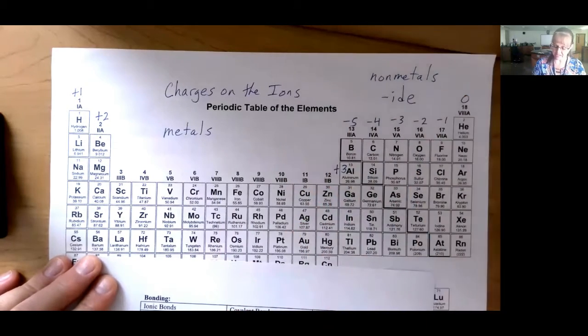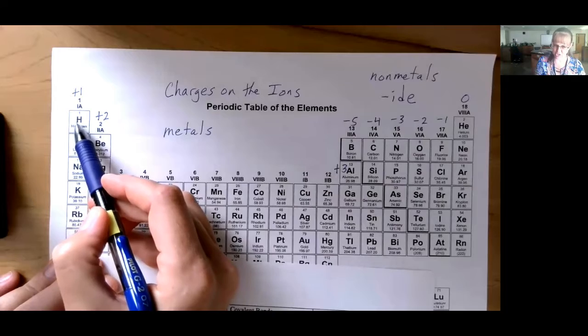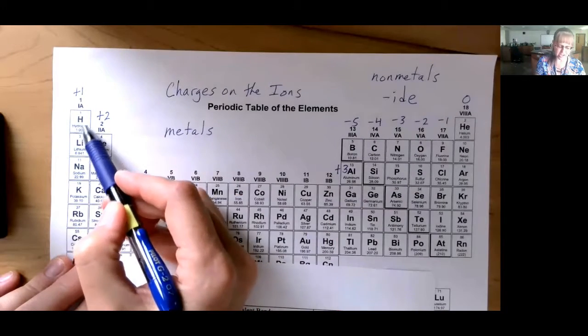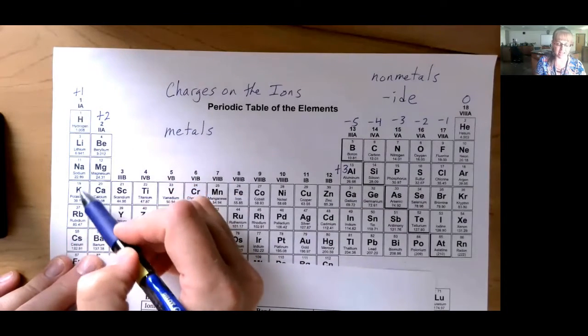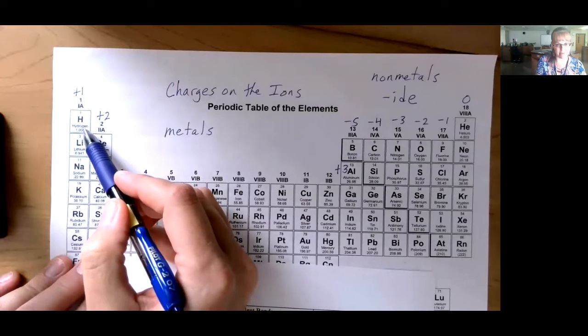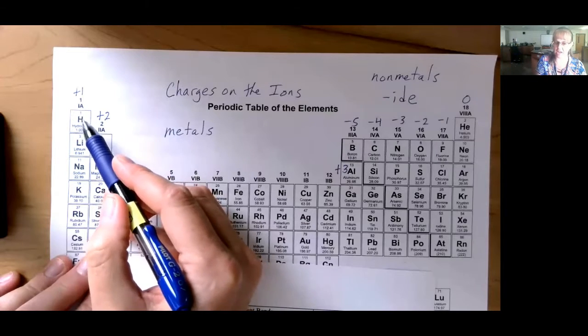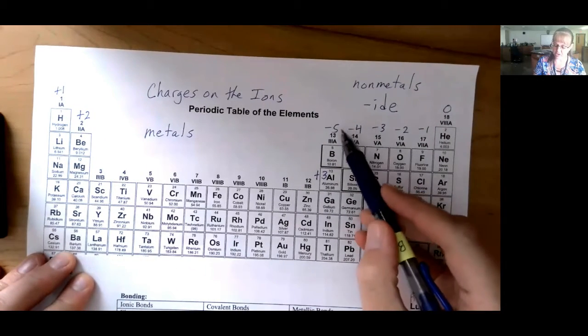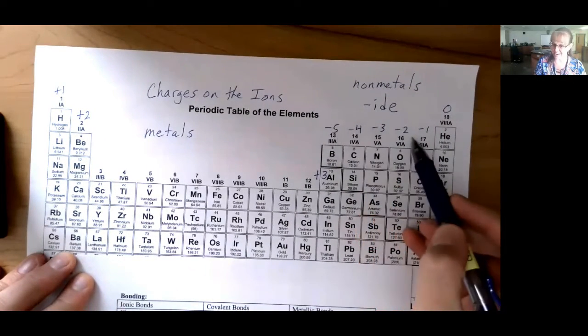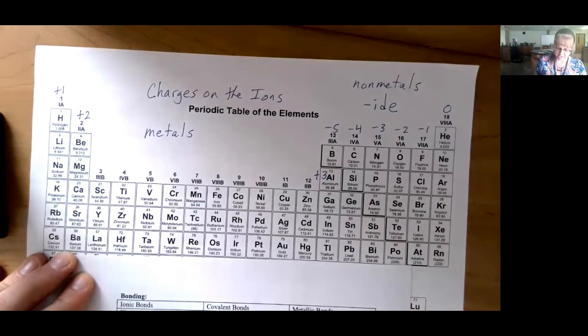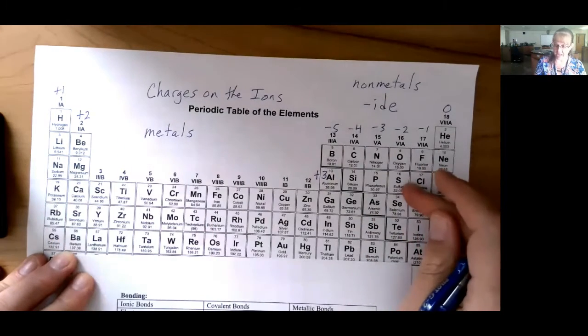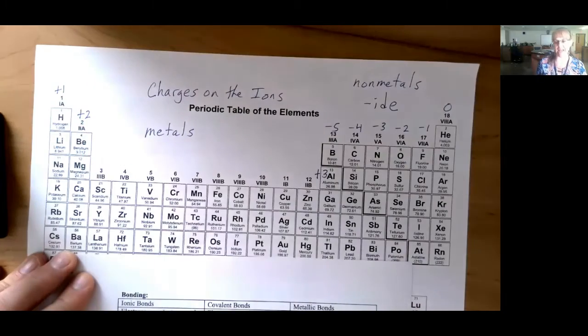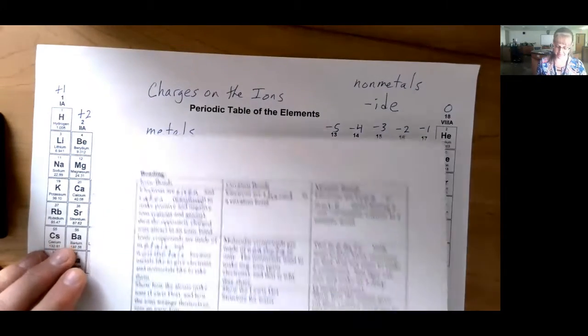Nonmetals are to the right of the stair-step line, and hydrogen. And the reason hydrogen goes over here is because it wants to lose electrons like the metals. So that's why it gets put with the metals, even though it's actually a nonmetal. So the nonmetals are to the right. They want to gain electrons, negative. So when you have a metal and a nonmetal, then you will have an ionic bond.